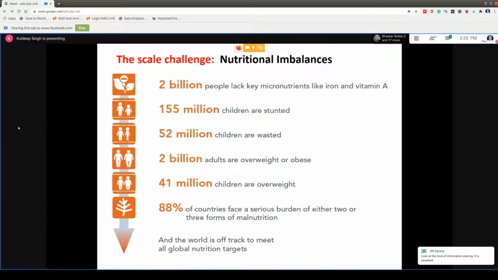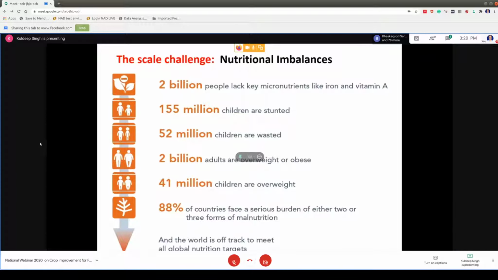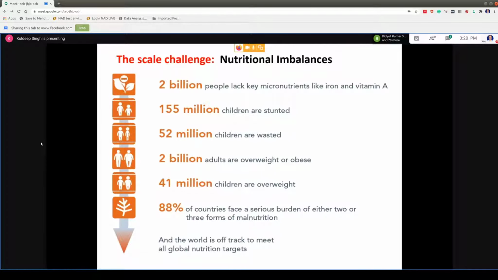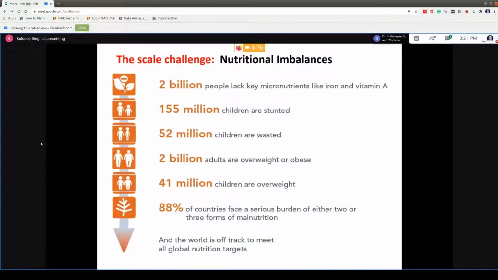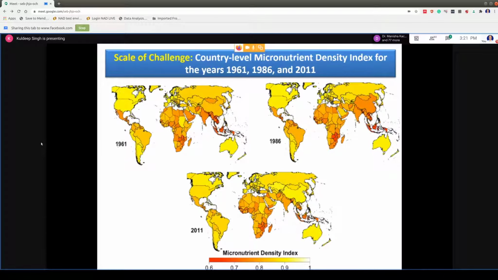And actually, all these things have led to a scale of challenges. One of them is nutritional imbalance. We have 2 billion people who lack micronutrients like iron and zinc. We also have a very large population of 2 billion people who are obese. So it's not only deficiency, it's obesity as well. That shows the unequal distribution of food grains in the population. These are all things which have probably come about because of the very small number of species which we are consuming now. I bring your attention to this slide.